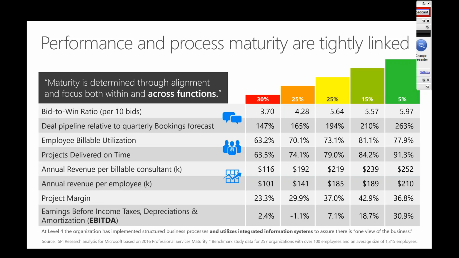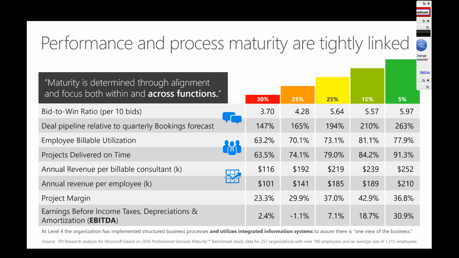Employee billable utilization, the lifeblood of making the best use of our billable resources, goes from level 1 at 63% up to almost 78% for a level 5 organization. And these things hold true with annual revenue per billable consultant and annual revenue per employee in these organizations. All show significant improvements as you go up the rungs of process maturity.